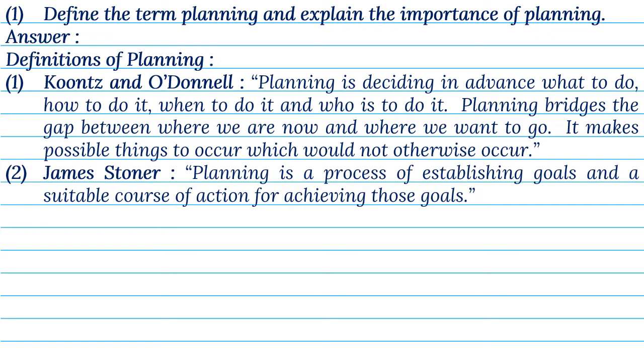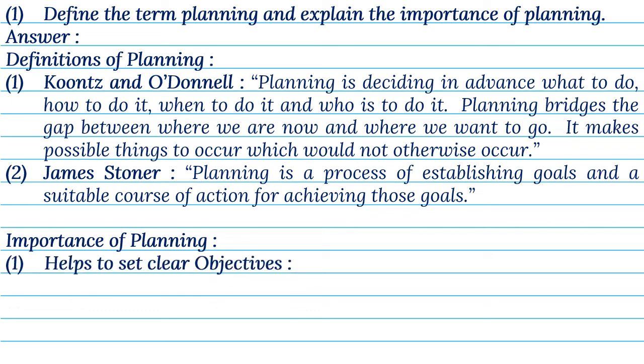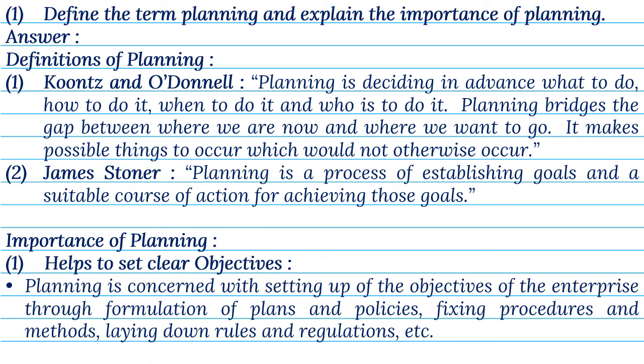2. According to James Stoner, planning is a process of establishing goals and a suitable course of action for achieving those goals. Importance of planning. 1. Helps to set clear objectives. Planning is concerned with setting up of the objectives of the enterprise through formulation of plans and policies, fixing procedures and methods, laying down rules and regulations, etc.